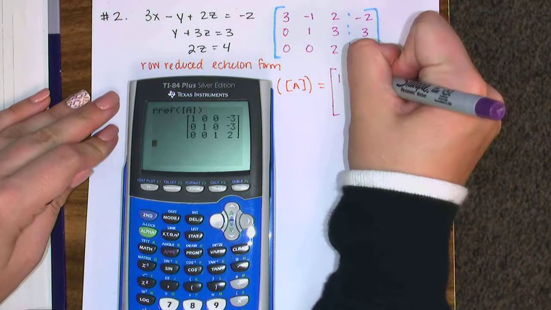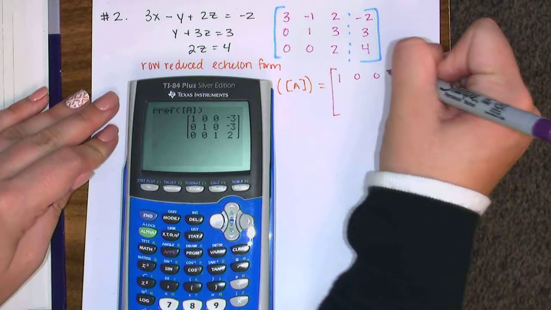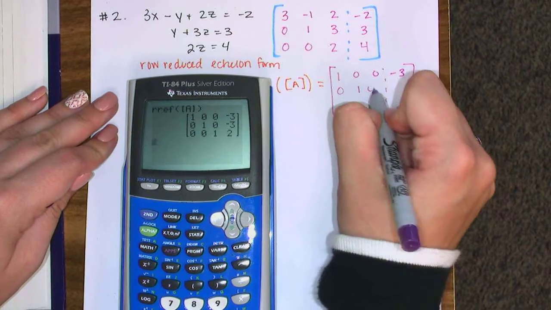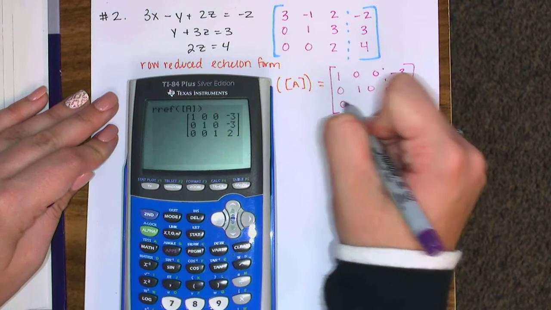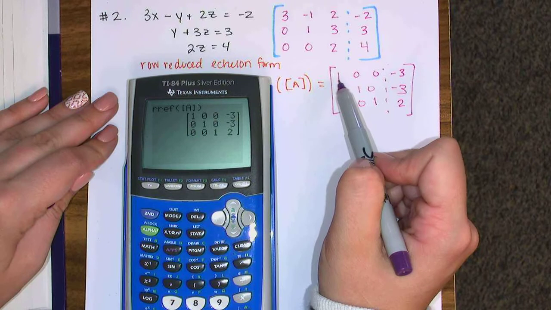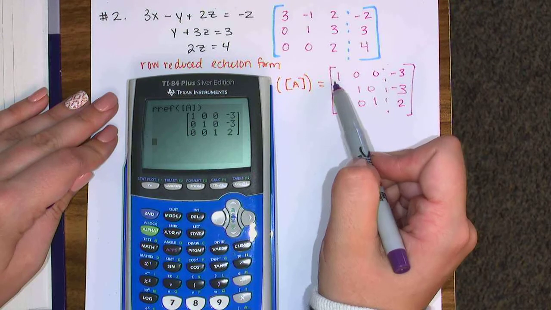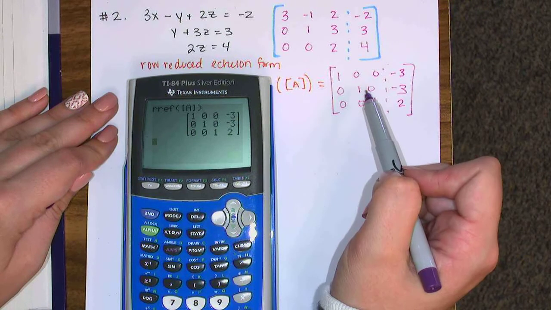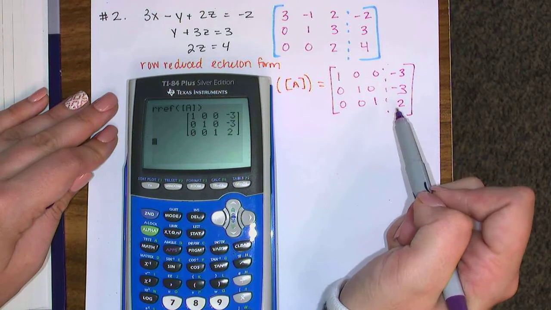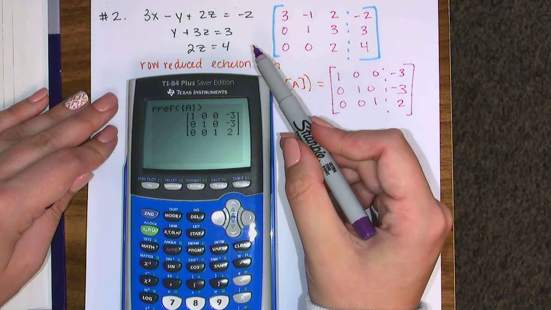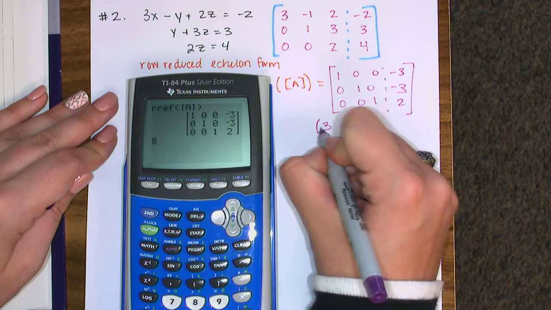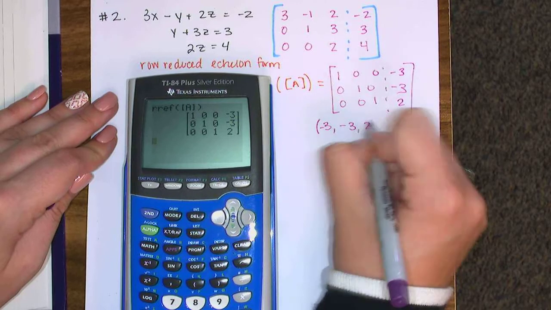So it's 1, 0, 0, negative 3. I'm going to go ahead and do the dotted line. 0, 1, 0, negative 3, and 0, 0, 1, 2. Now, wherever the 1 lines up, that means that's what that variable is equal to. So x is equal to negative 3, y is equal to negative 3, and z is equal to 2, which we could look up here and verify. But remember your answers are written as an ordered pair, so it'd be negative 3, negative 3, 2.